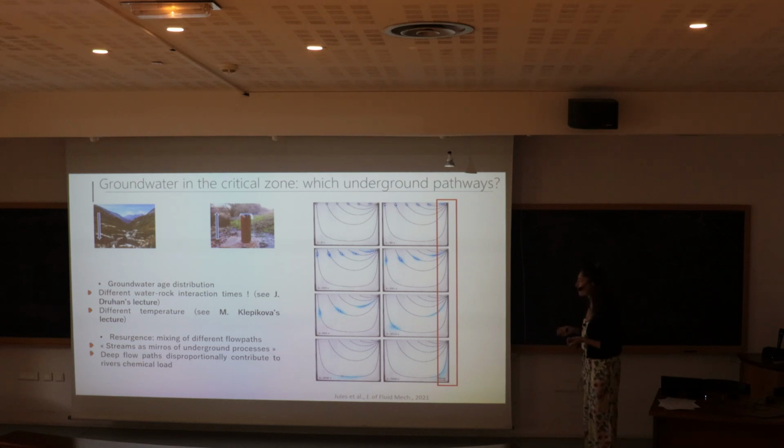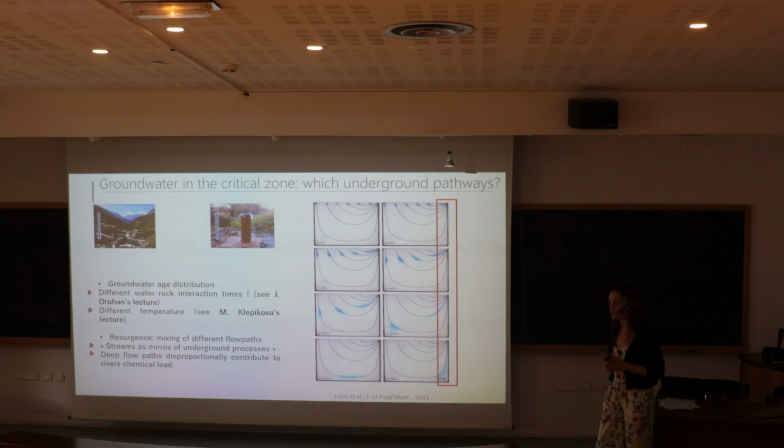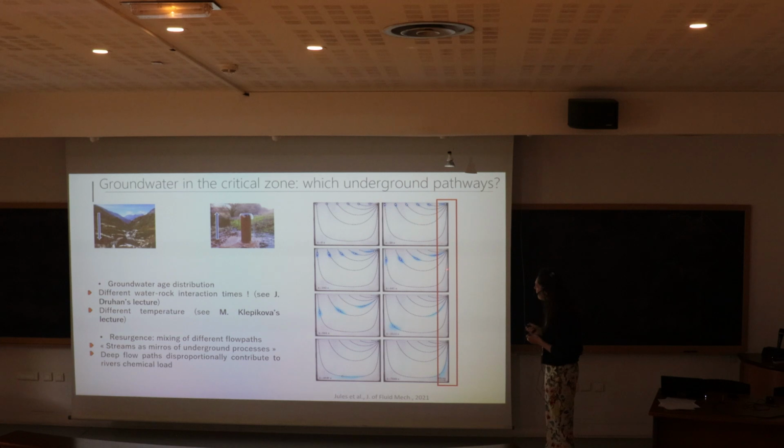Something else I like is that if you target the outlet part of the catchment, you see a mixing of different flow paths. This is the idea that has been said several times, that streams are mirrors of the underground processes, because if you monitor this part here, you would monitor all of the flow paths that are going to this point. And one important point is that you can see the deep flow path.